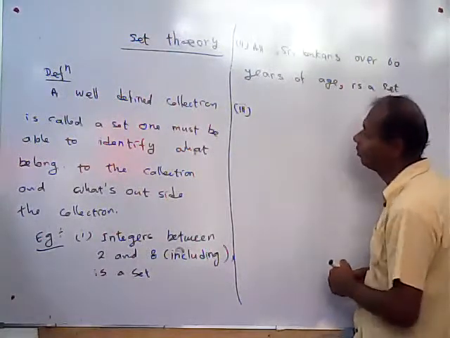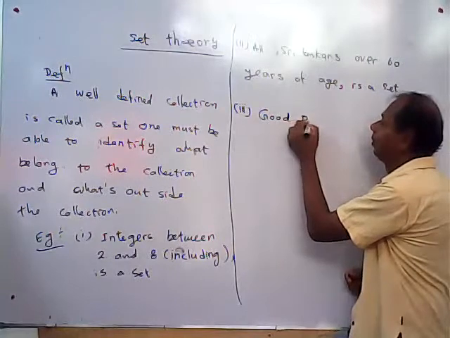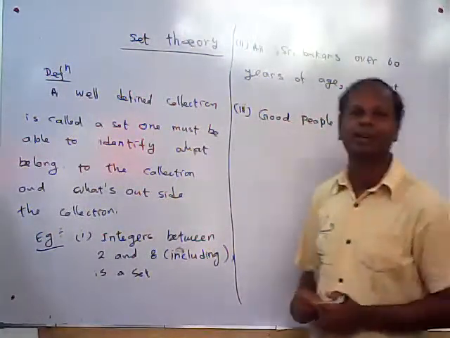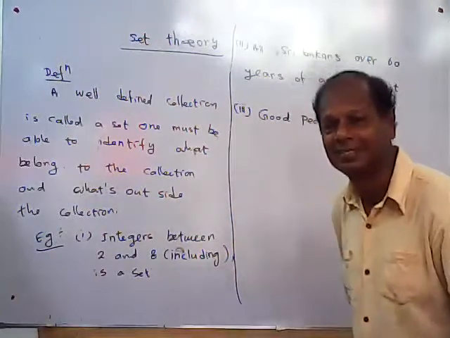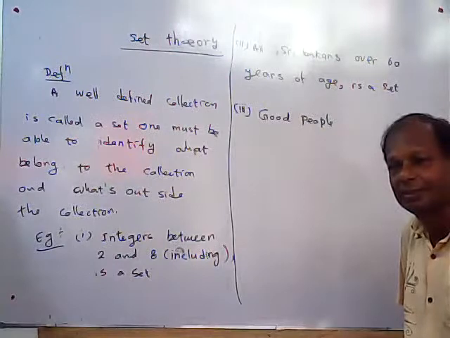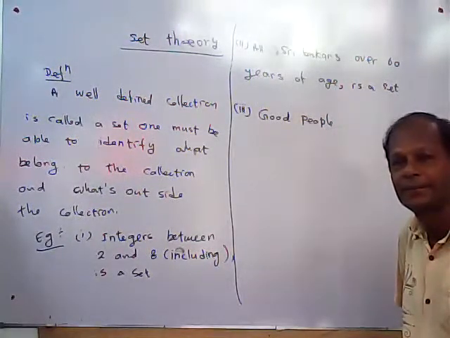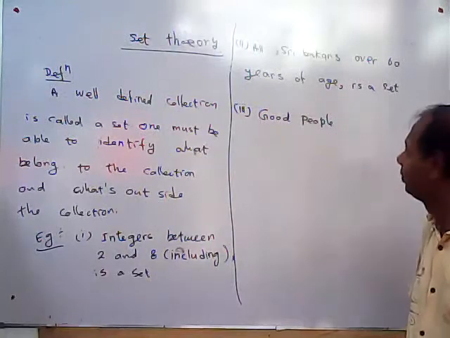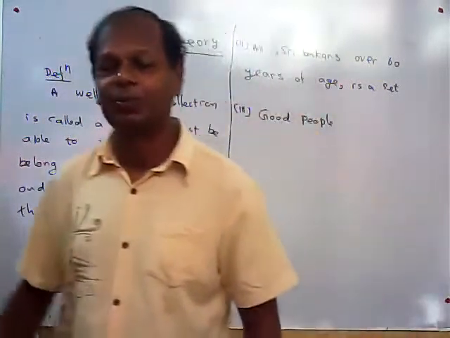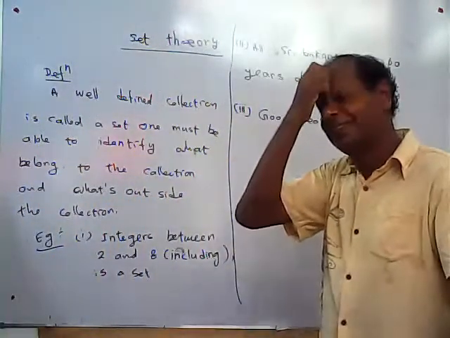We take another example. Say good people. Again, a set or not? Is there definiteness? Good people. Is there definiteness of this? No, it's not, because you can give many reasons.